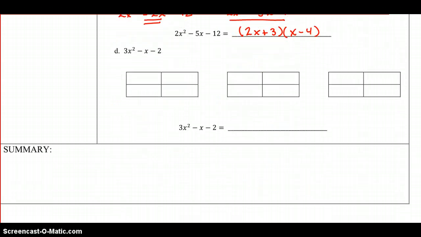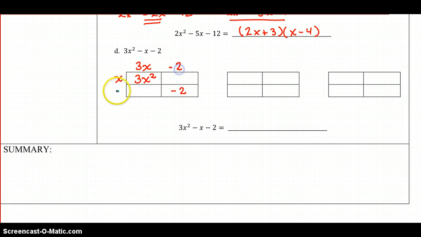Okay, so one more. So again, 3x squared minus x minus 2. Okay, so we've got our x squared term, our x term, our constant term. So again, our first term is 3x squared, and our last term is negative 2. Well, again, the only way we can get a 3 is 3 times 1. So 3x times x will give us a 3x squared. And here we need negative 2.